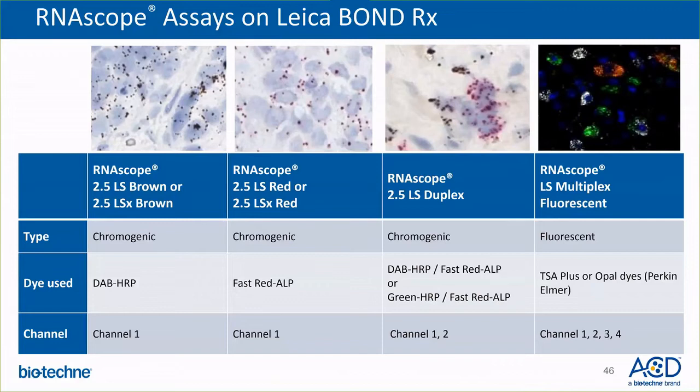As mentioned previously, the LS multiplex assay is very similar to the V2 assay, which utilizes the TSA plus and or opal dyes from PerkinElmer. This assay has the capability of detecting up to four targets simultaneously.